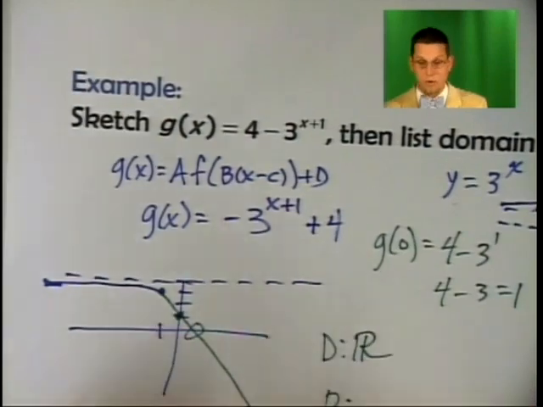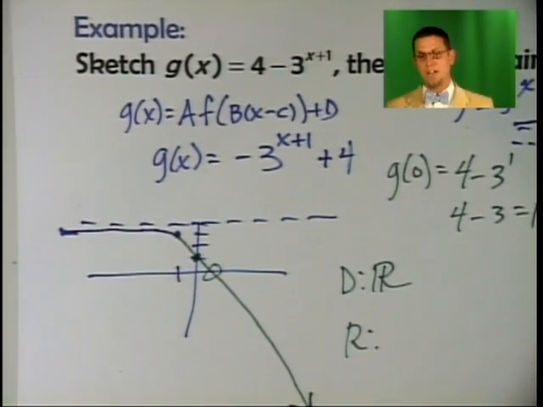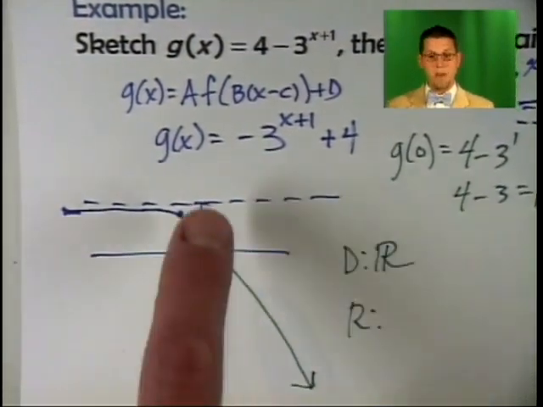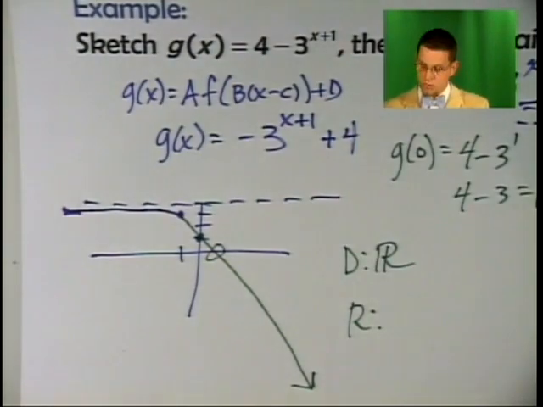So in this case, it's all real numbers. And every exponential function is going to have a domain of all real numbers. Now the range, notice, is going to be affected by the horizontal asymptote and whether it lives above or below. In this case, it's below because we reflected it.